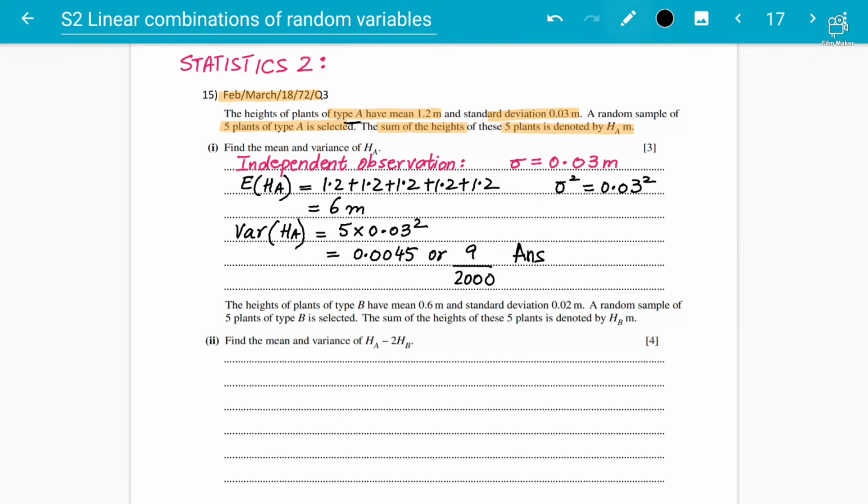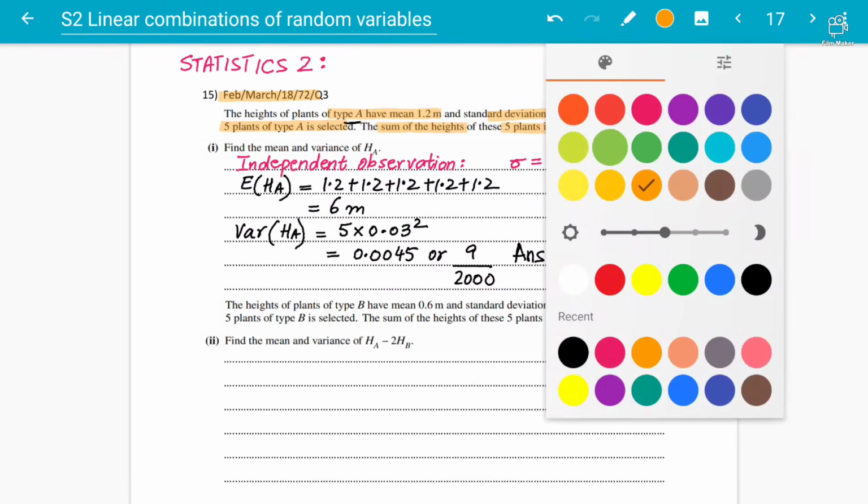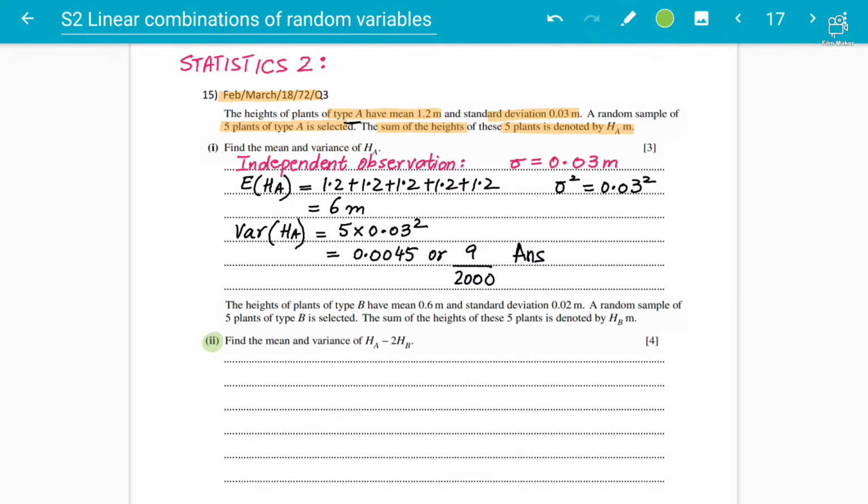Okay, so moving forward, if we talk about the next question, we have part 2. In that we have to find the mean and variance of HA minus 2HB, which means we have now another variable, a linear combination of random variables. The random variable is type B, and the heights of plants of type B are given: the mean is 0.6 and the standard deviation is 0.02 meter.